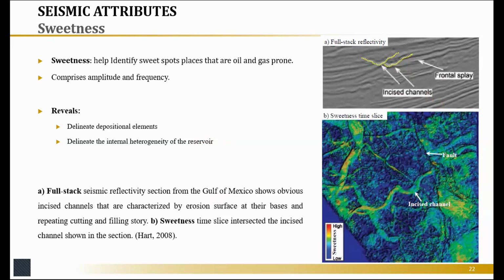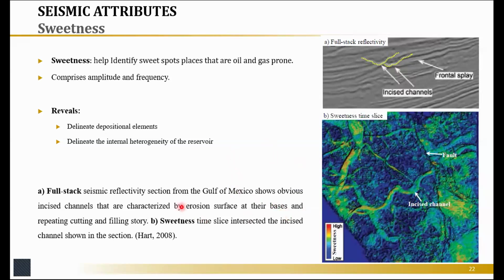Okay, so the application of sweetness can be used to delineate depositional elements such as channels and frontal splays, and also to look at the internal heterogeneity of the reservoir. Of course, it depends on the data and the case that you are using, the signal-to-noise ratio, but it can give you some information about that. And also, from the geological information that you have, you can make a correlation with the results that you come up with, the slice, and the geological information.